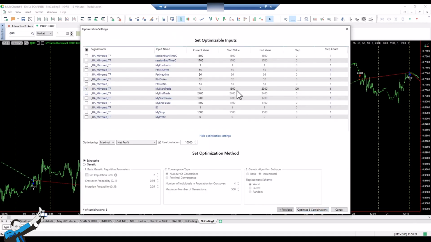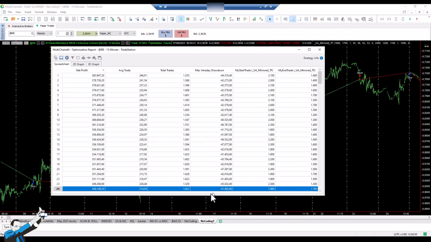We can then vary my start trade from 6 p.m. to 11 p.m., assuming that we enter a little bit after the session start, and my end trade, for example, from midnight to 5 p.m., so at the end of the session, to see if there are some preferred times over others. Let's launch an optimization. Here are the results.